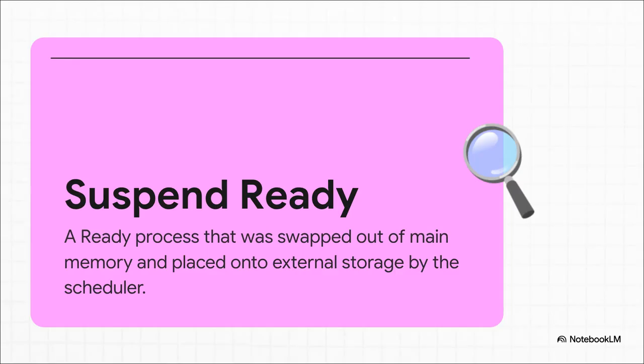This advanced model adds states like suspend ready. Now, this is a process that was totally ready to run, but to free up precious RAM, the medium-term scheduler temporarily booted it to the hard drive. It's still ready to go, but it has to be brought all the way back into memory first. This is a super important trick for stopping your computer from grinding to a halt when you have tons of apps open. It's a trade-off, sure. It's slower to bring it back, but it keeps the whole system from crashing.